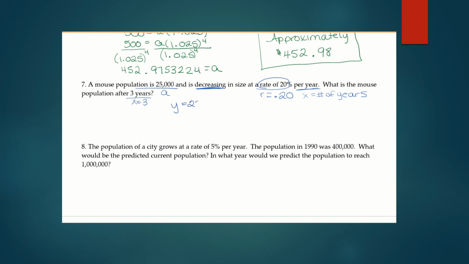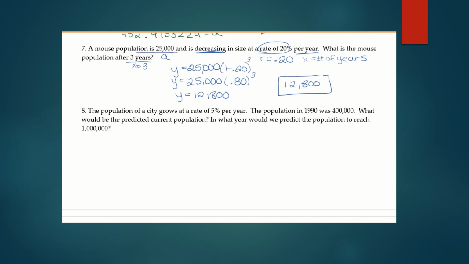So writing our equation, 25,000 times 1 minus 0.2 raised to the power of, instead of X, I'm just going to say 3 because I know that I'm looking for the population after 3 years. So 25,000 times 0.8 raised to the power of 3, going ahead and plugging that into our calculator, we get 12,800 mice. Yuck. I know they're good and we need them and all of that good stuff, but still, I don't want them around my house. All right.